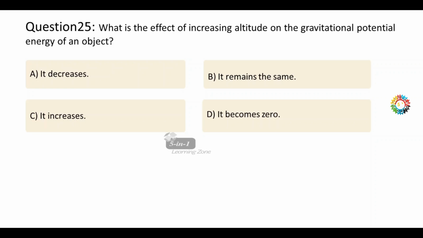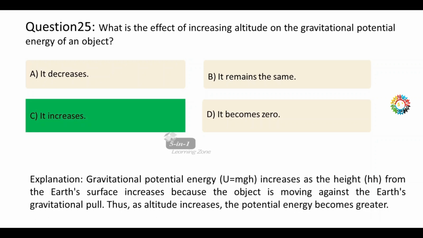Question 25. What is the effect of increasing altitude on the gravitational potential energy of an object? Answer C. It increases. Explanation. Gravitational potential energy, U equals mgh, increases as the height, h, from the Earth's surface increases because the object is moving against the Earth's gravitational pull. Thus, as altitude increases, the potential energy becomes greater.